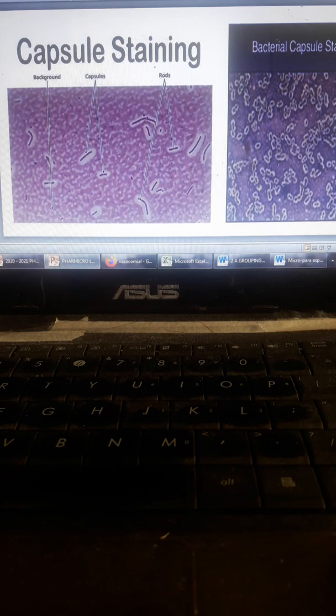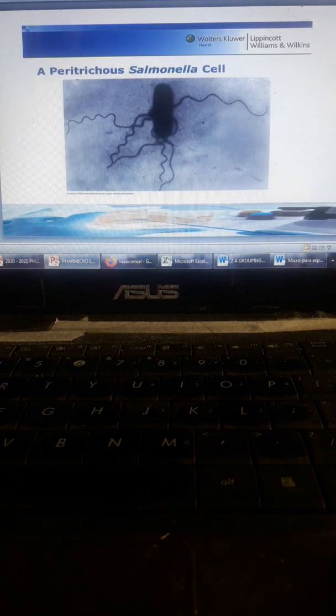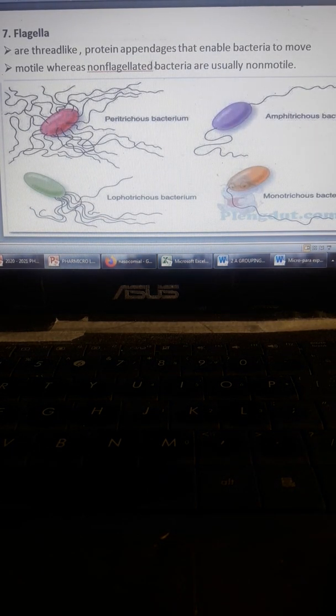Next, we have the flagella, which are thread-like protein appendages that enable bacteria to move. Usually this is used for locomotion, so they are motile, whereas non-flagellated bacteria are non-motile. Peritrichous bacteria have flagella attached to different parts of the bacterial cell.